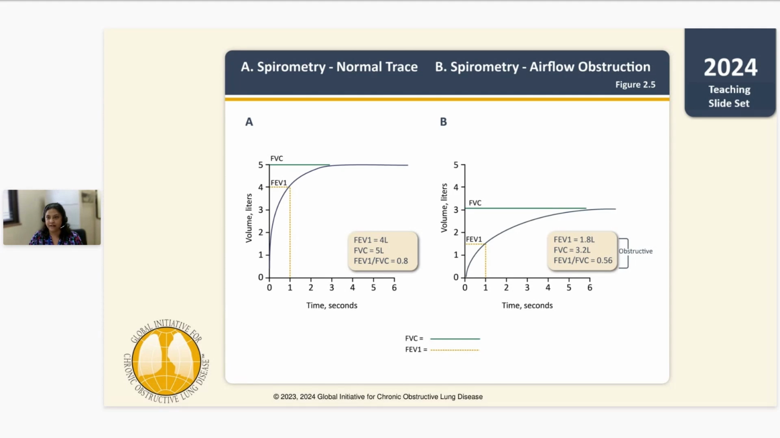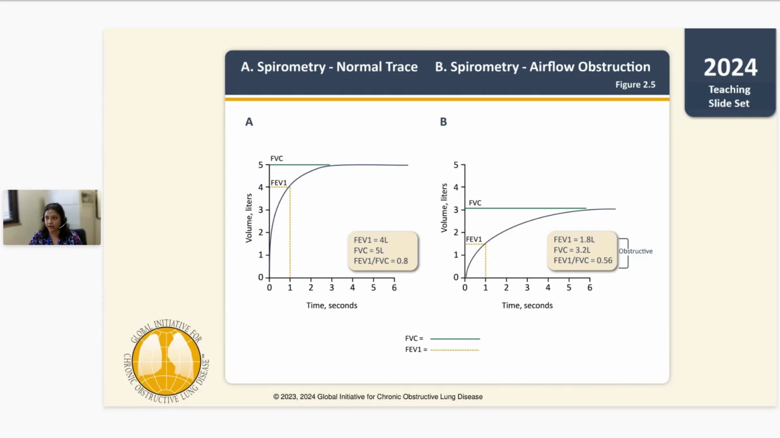So the volume of air that's breathed out in the first second is called the FEV1. And then the total volume that's breathed out is the FVC, the forced vital capacity. So here we have what normal-ish numbers might look like, with a FEV1 to FVC ratio around 80% or 0.8. So about 80% of the lung volume is exhaled with a forceful exhalation in that first second.